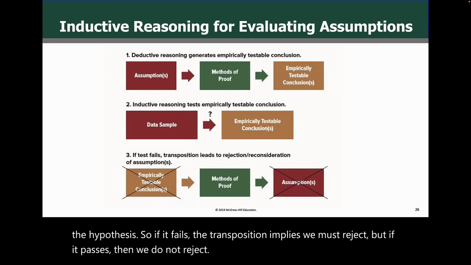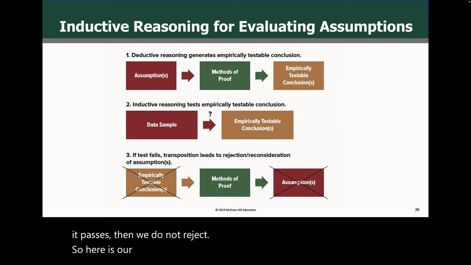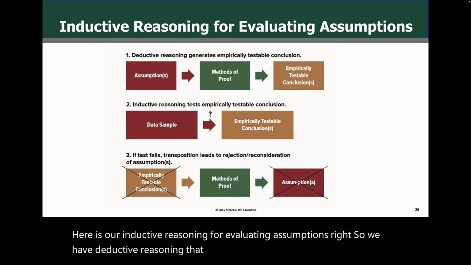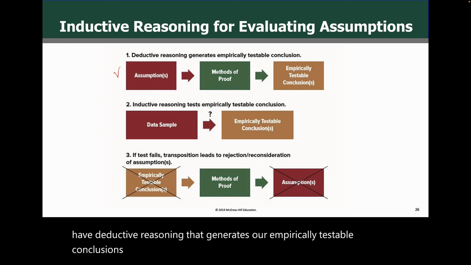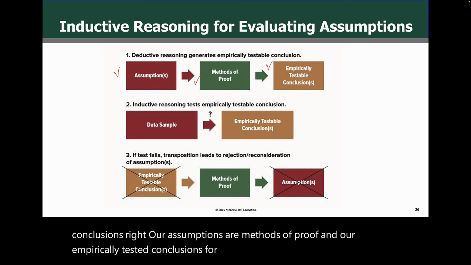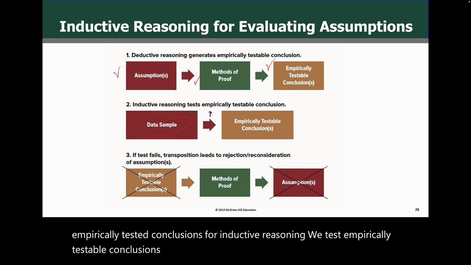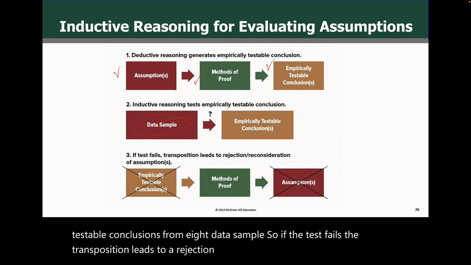So here is our inductive reasoning for evaluating assumptions, right? We have deductive reasoning that generates our empirically testable conclusions: our assumptions, our methods of proof, and our empirically tested conclusions. For inductive reasoning, we test empirically testable conclusions from a data sample. If the test fails, the transposition leads to a rejection or reconsideration of our assumptions.